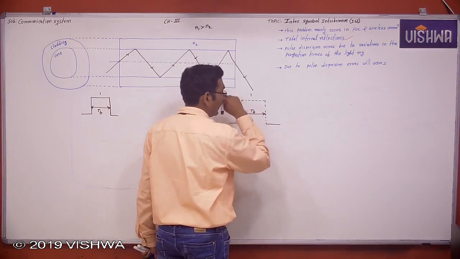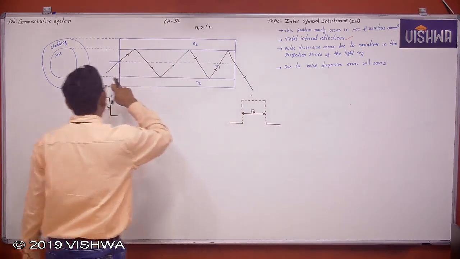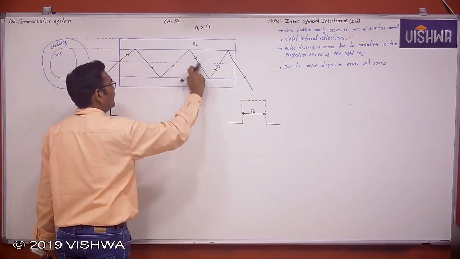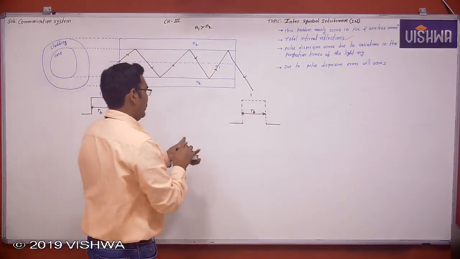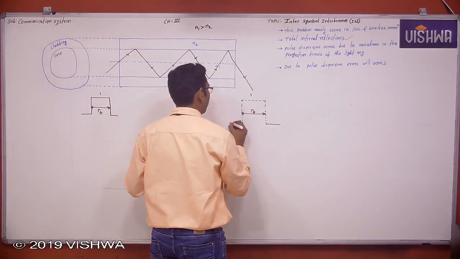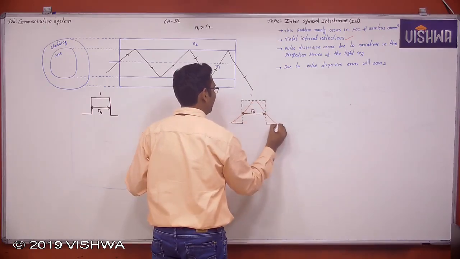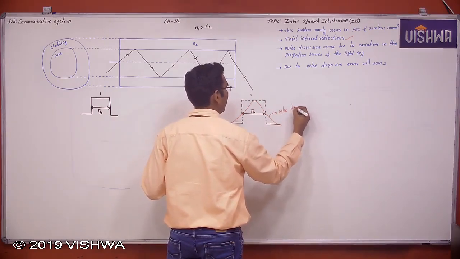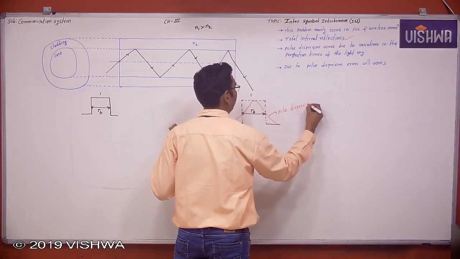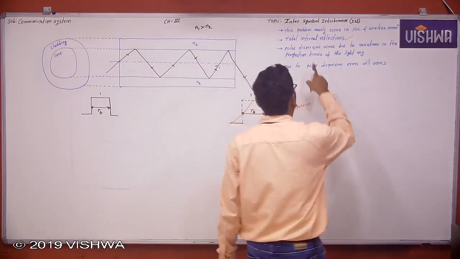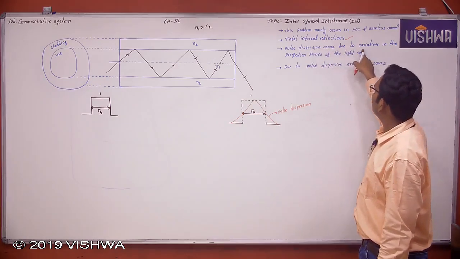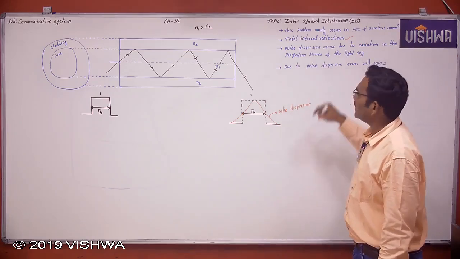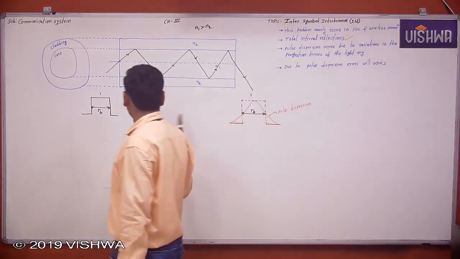When the information is transmitted in the form of light, due to the propagation time delay of this particular light at the receiver, this pulse gets spread. This is called pulse dispersion. Now why does this pulse dispersion occur? The pulse dispersion occurs due to the variations in the propagation times of the light ray. Why? Because this is only one single symbol.